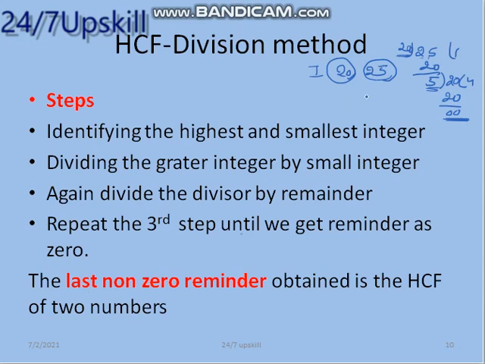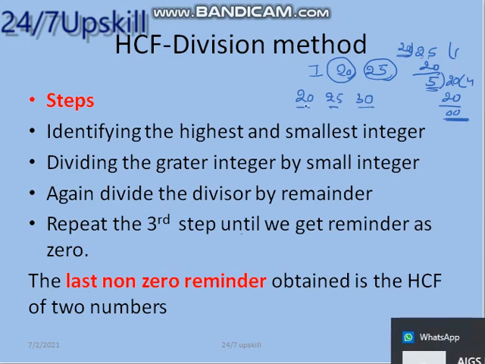You may have a doubt about how to calculate if three numbers are there. See, if I have 20, 25 and 30, I'll identify the first two numbers, the smallest and the largest. First highest is 25 and the second highest is 30, where we'll identify the first and second number and then we will calculate.